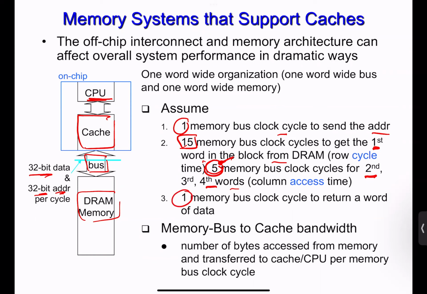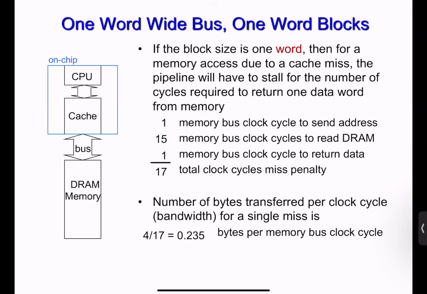Then I have 1 memory bus clock cycle to return a word of data. Also, how do we get the bandwidth, the number of bytes accessed to the cache per memory bus clock cycle? We'll see an example right now, and hopefully you will understand that. Suppose again that we have a 1-word-wide bus and 1-word blocks, so the block size is only 1 word. Suppose that you have a cache miss. That means that my pipeline will have to stall for the number of cycles required to return 1 data word from the memory. Let's see how we can calculate that.